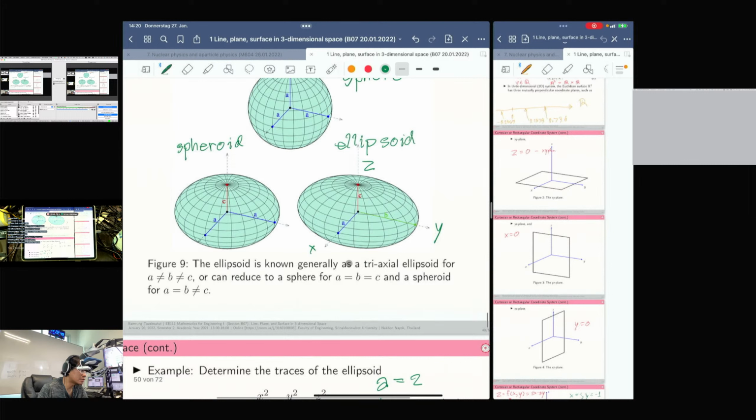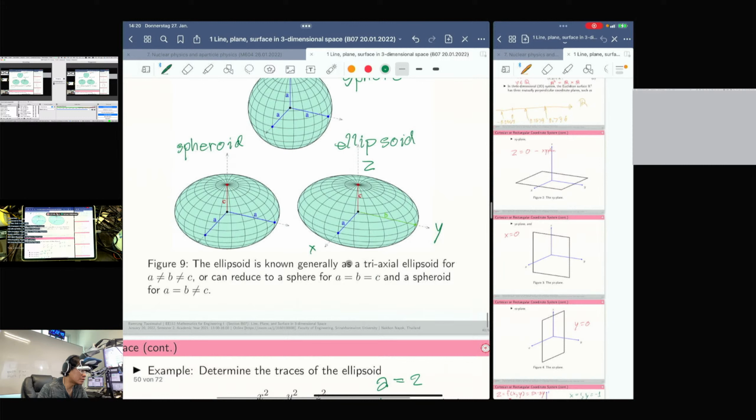So it means that C is greater than B, right? So this rugby football will point upward or vertically. That's the ellipsoid for this problem. So what is the outcome?